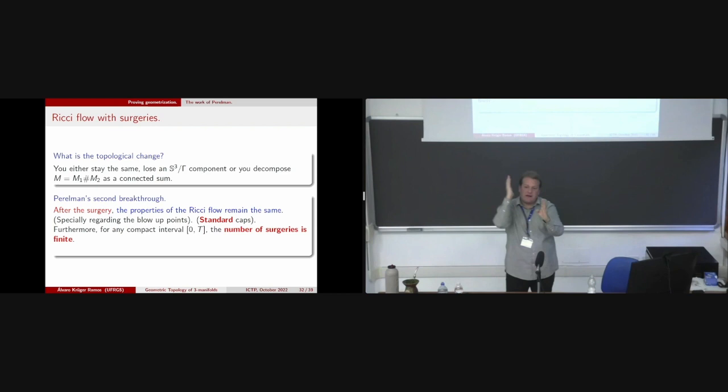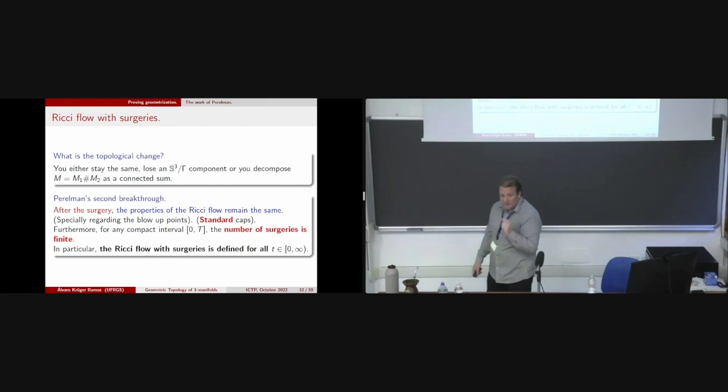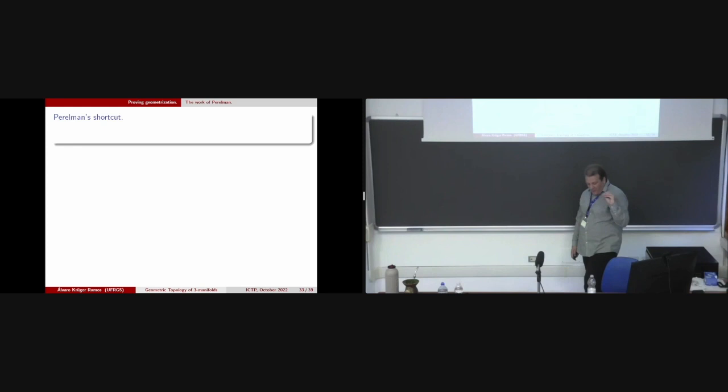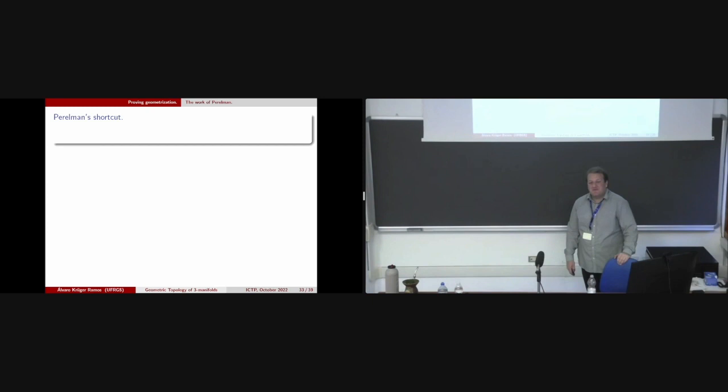And if that's the case, the Ricci flow is defined forever with surgeries. The Ricci flow with surgeries is defined forever. So this is Perelman's second breakthrough. And let me explain why the second breakthrough was like a breakthrough. There's something people call Perelman's shortcut, because Perelman could have done this proof using his third breakthrough, but yeah, let's make a shortcut now.